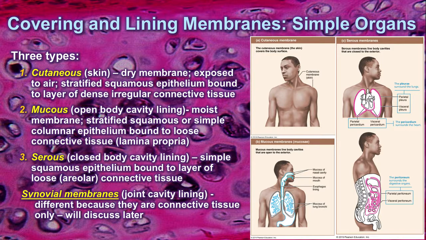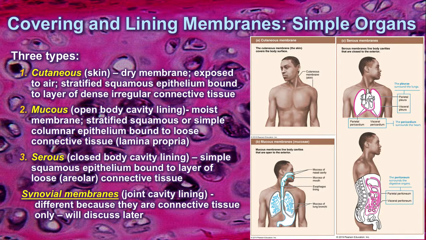It's super thin. We're secreting the serous fluid, but we don't really have to worry about much abrasion because we're just there. We're up against another serous membrane. Okay? And it's bound to a layer of loose areolar connective tissue underneath it. Okay? So, simple organs, we've got epithelial and connective tissue.